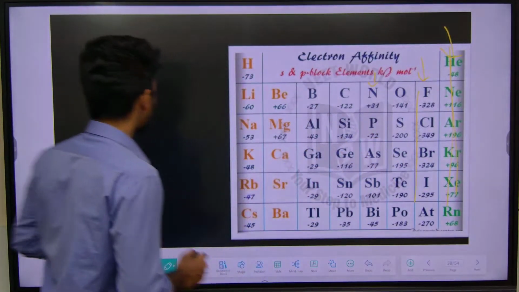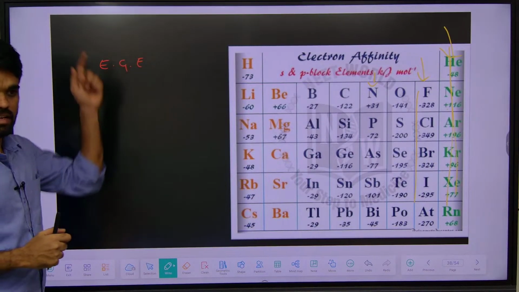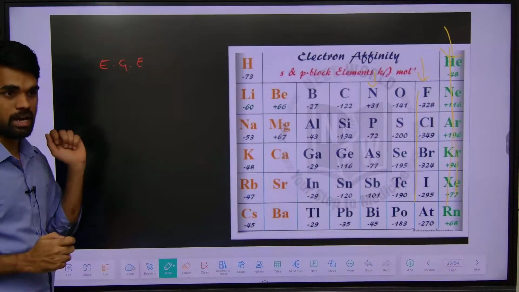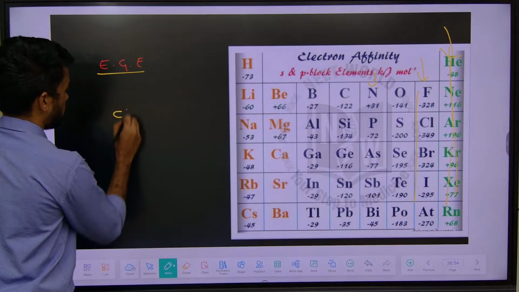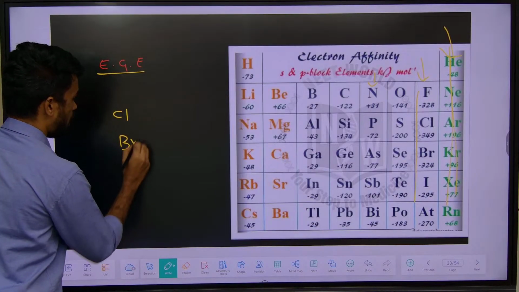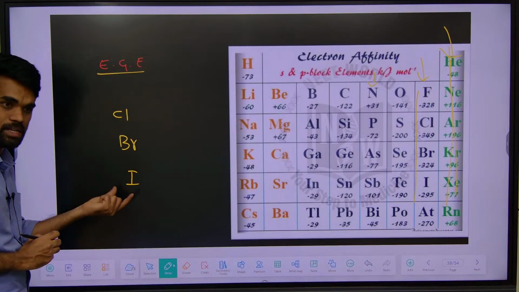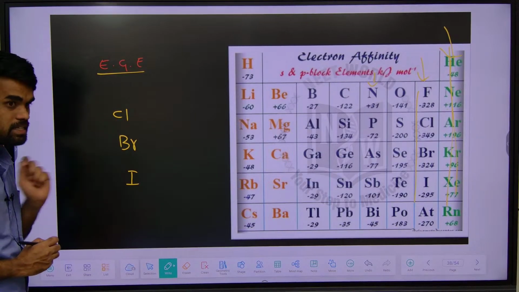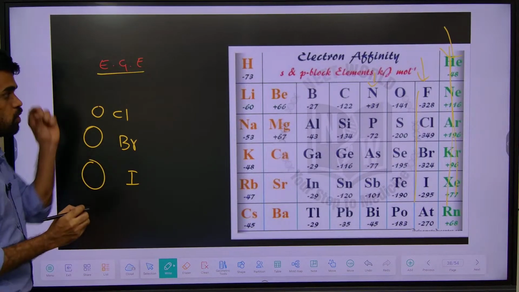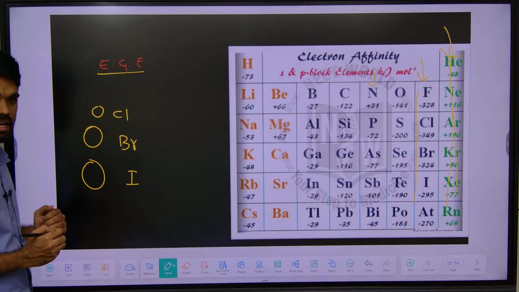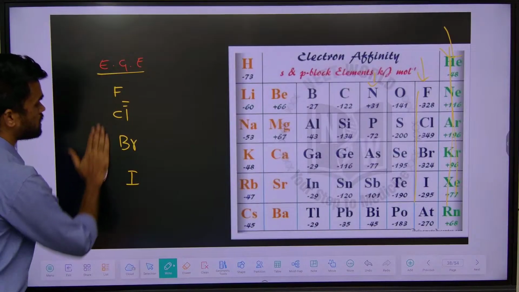Now how do these electron gain enthalpy values change in groups and periods in the periodic table? Let us discuss this. First of all, chlorine, bromine, iodine. Here we have group elements, so what is the dominating factor? I can consider the size factor. Atomic size increases down the group. Smaller atom means they can gain the electron more easily. I can also add fluorine. Smaller atom means more easily they can gain the electron.